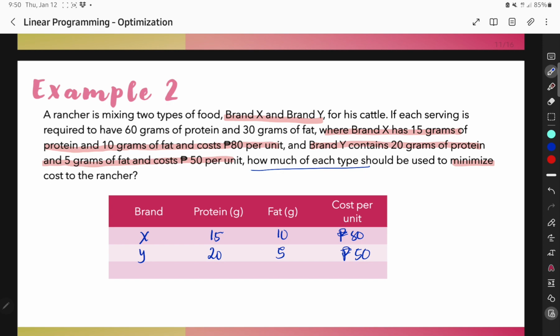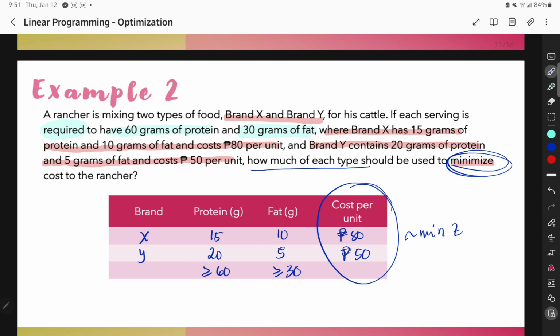Okay. Next is we have here, each serving needs to have 60 grams of protein and 30 grams of fat if he mixes brand X and brand Y. So this is a requirement, so it should not fall short. So your protein should be greater than or equal to 60 and your fat should be greater than or equal to 30. And of course, since the goal of this is to minimize the cost, that means we're going to minimize this. Min Z.